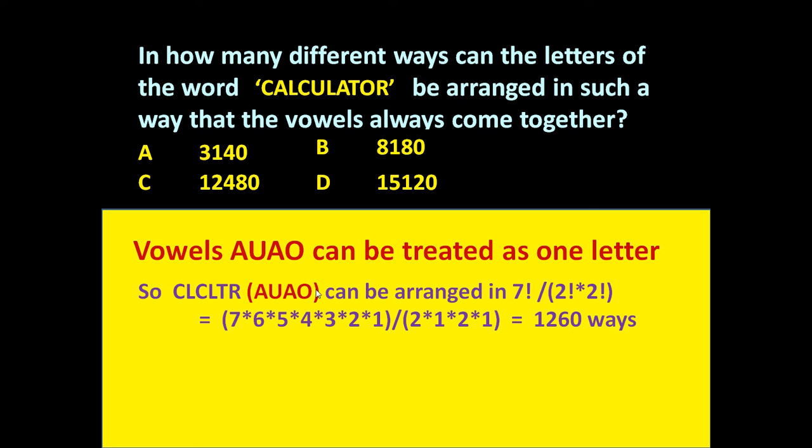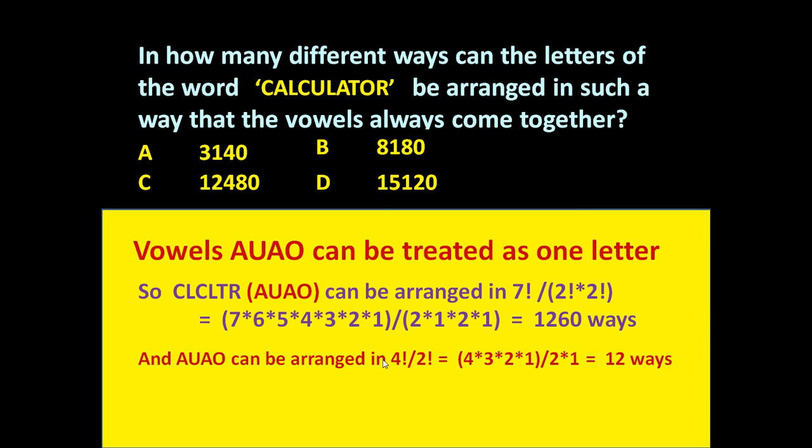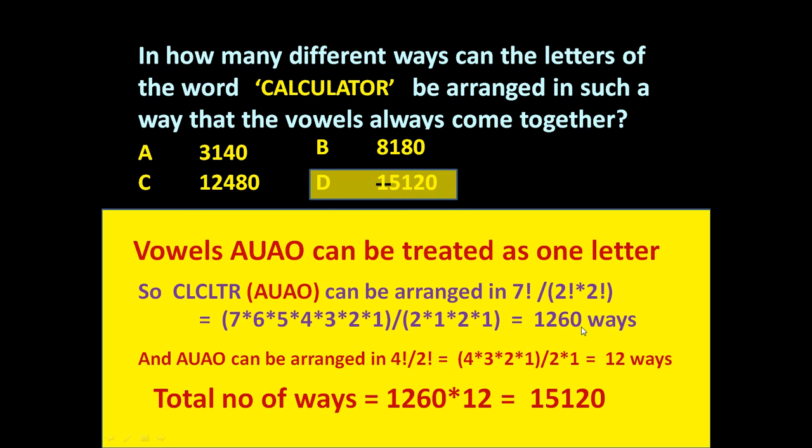But these 4 vowels can also be arranged among themselves in factorial 4 ways. The A, U, A, O vowels should be together, and they can be arranged in factorial 4 ways. But A is repeated here, so factorial 4 divided by factorial 2. It means 12 ways. So the total number of ways is equal to 1260 into 12, that is 15120. So the letters of the word CALCULATOR can be arranged in 15,120 ways, provided all the vowels are together.